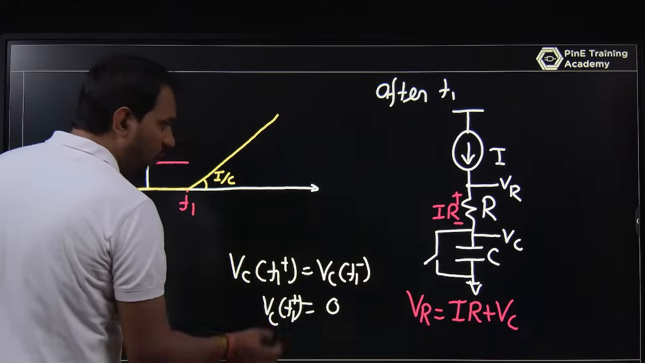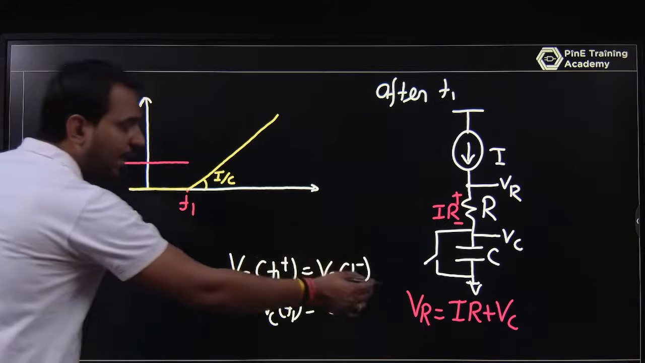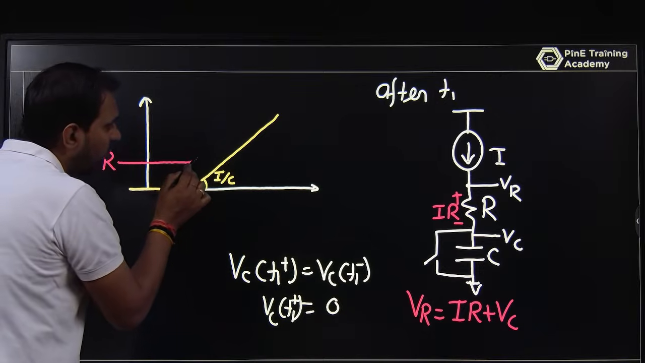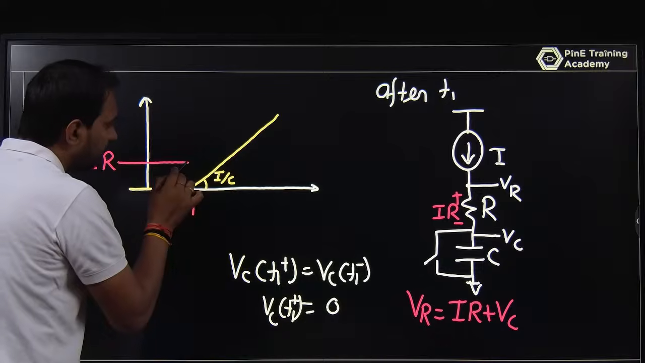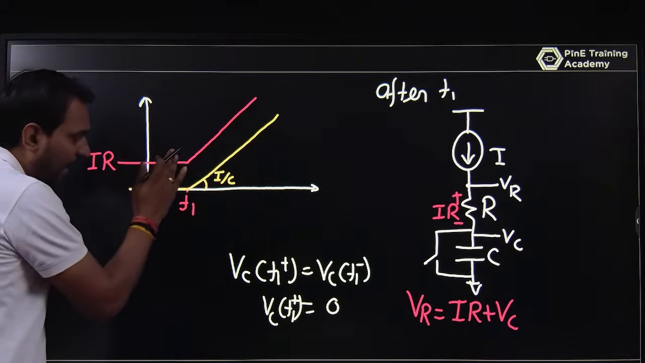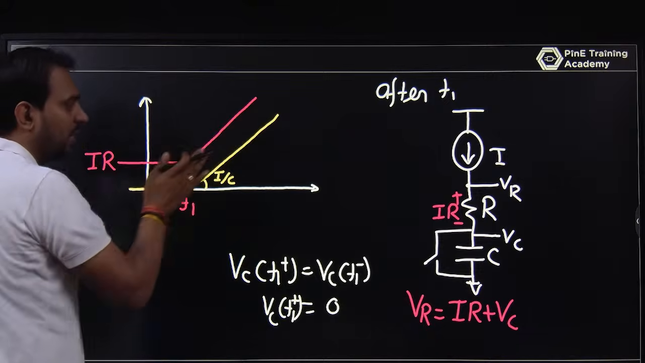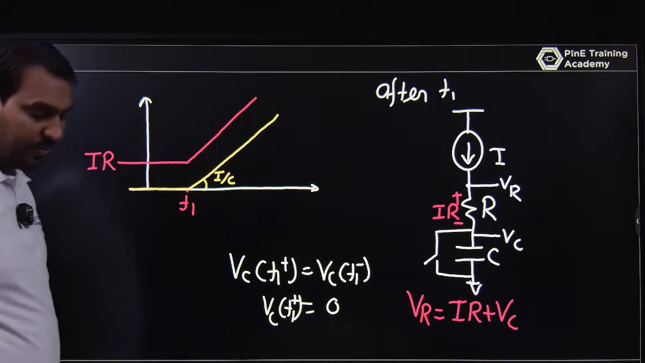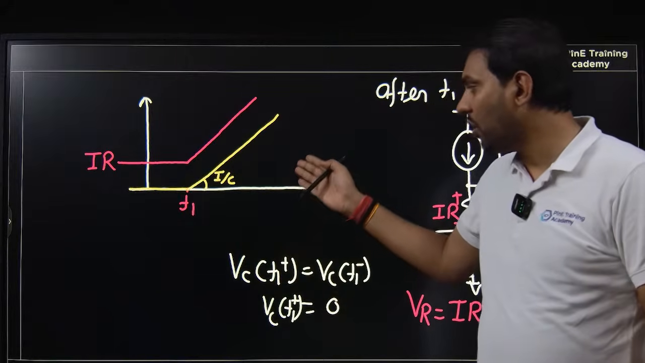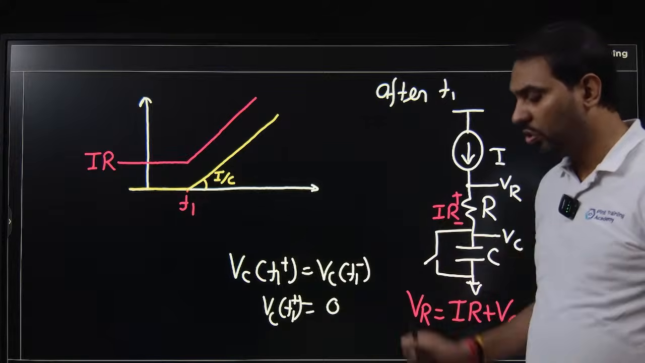Okay, and what will be your VR? VR is IR plus VC. VC increases like this, so VR also increases like this, because VR is IR plus VC. VC increases in this way, so VR will increase like this. So this is the funda we are talking about, and that is a very important question.